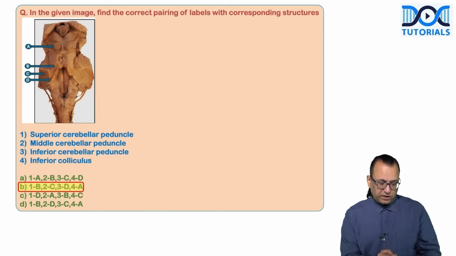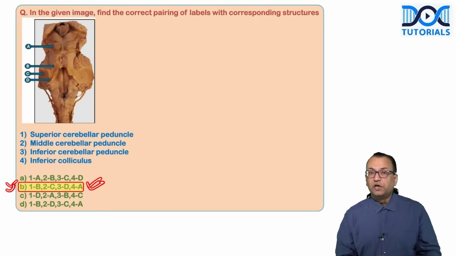As you are talking about the markers, we already have known this is inferior colliculus, that will be superior peduncle, there will be middle peduncle, inferior peduncle, and that is why choice number B should be our answer then.